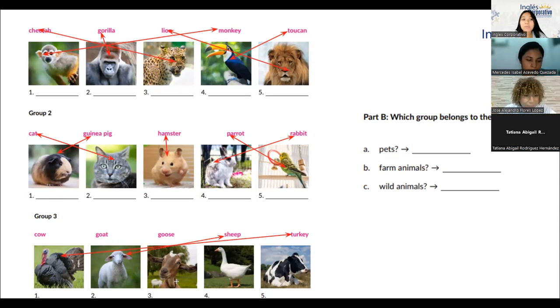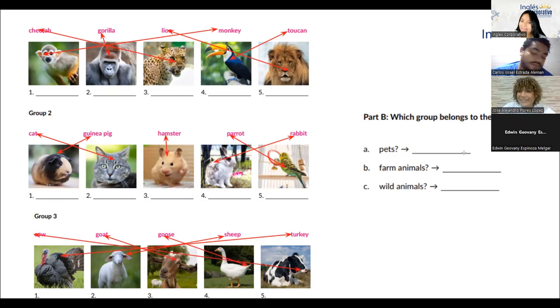What about number three? Goat. Very good. What about number four? Goose. Yes. Very good. And number five? Cow. Excellent. Okay.